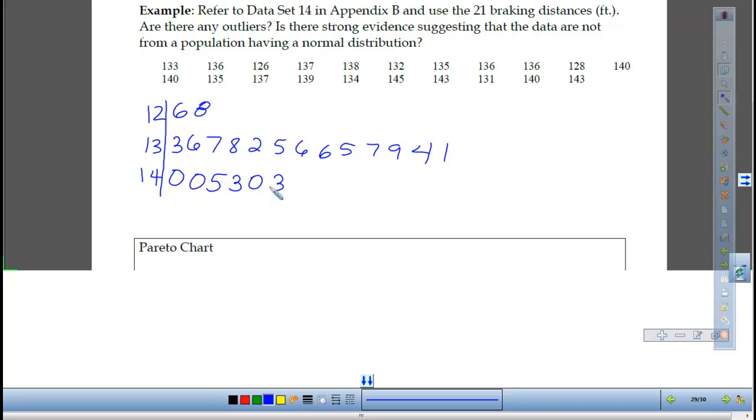So these are breaking distances. All right. So what are some benefits of this stem and leaf plot? Okay, all right. We've quickly made a distribution, right? We can see that most of the values fell in the 130s category. It wasn't difficult to do. All right, we could do it pretty quickly.